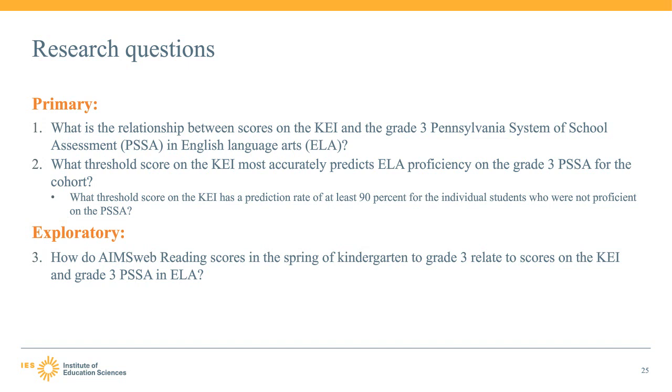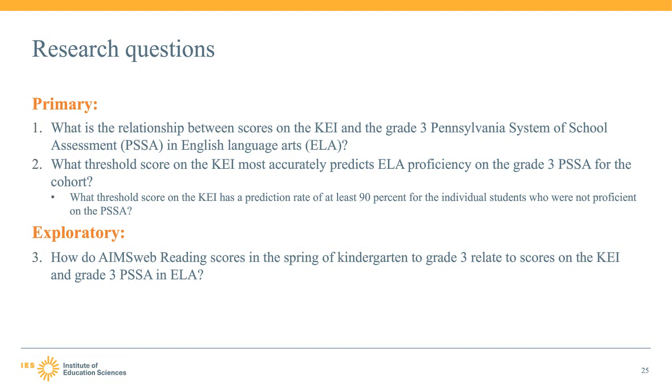For research question 2, we asked, what threshold score on the KEI most accurately predicts proficiency on the PSSA for the cohort of students? And here we are trying to find a threshold that accurately predicts the proportion of students who are actually proficient in reading. As we mentioned earlier, if we can find an accurate threshold, then the district can know at the start of kindergarten that about, say, 40% of students are expected to be proficient, instead of waiting until grade 3 to find out that 40% of students were proficient. So this would allow them to track progress in early investments like early childhood education.